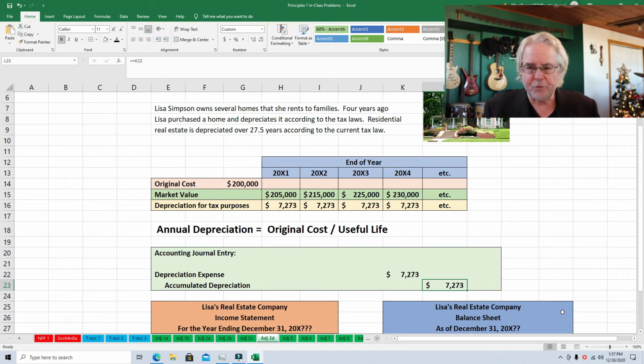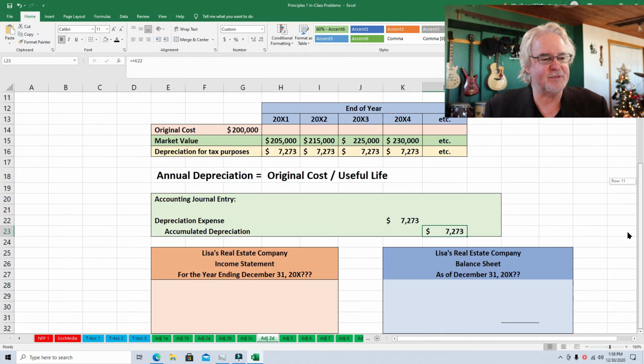Oh, and by the way, when we're doing taxes, we don't have to worry about salvage value. And you think about it, salvage value wouldn't make much sense because I bet at the end of 27 and a half years that this house will be really pretty valuable if it keeps going up in value like it is. Now, Lisa does not have to keep the house for 27 and a half years, but she would depreciate it at $7,273 each year for as long as she owned the home, up until 27 and a half years.